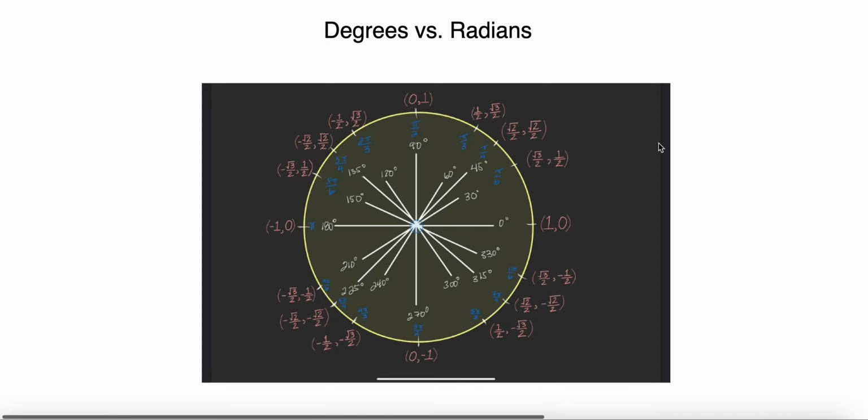At this point, we see that there are two different ways that we can measure angles. One of those is using degrees and the other is using radians. You might be wondering, why do we even have two different ways to measure angles? And is one of them more beneficial than the other? That's what we're going to be getting into right now.